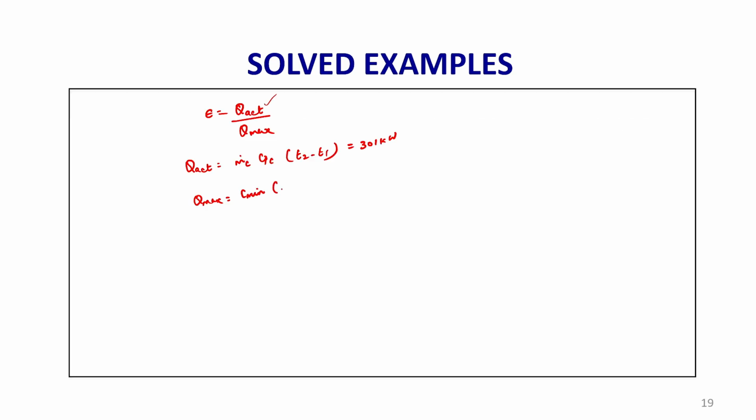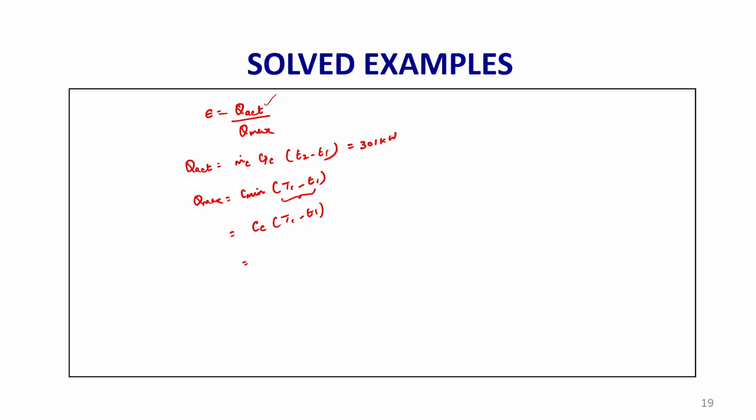C minimum into capital T1 minus small t1. Maximum heat transfer is always the inlet temperature of the hot fluid minus the inlet temperature of the cold fluid, times C minimum. What is C minimum? C minimum is Cc. For this problem, C minimum is Cc into T1 minus t1. Let me write it below so that it will be easy. So this is nothing but Cc into T1 minus small t1.